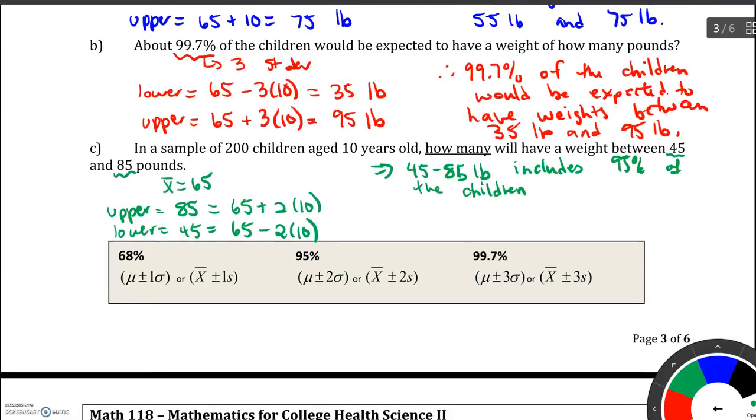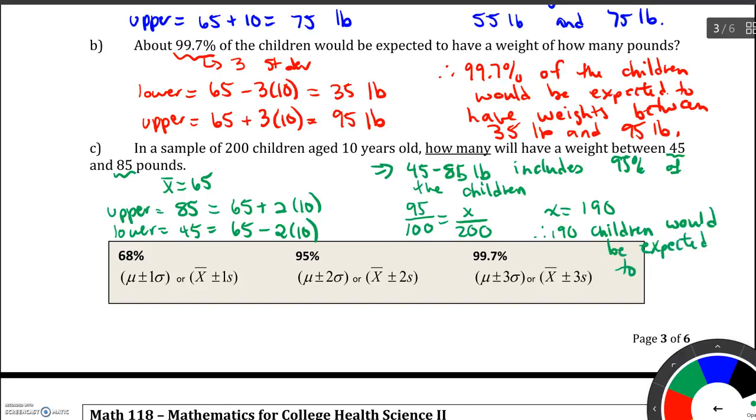We could set up a proportion or some other method to do our calculation. Here, if we set up a proportion, we could set up 95 out of 100 equals how many out of 200. And so our answer is that x equals 190. Therefore, 190 children would be expected to have weights in that range.